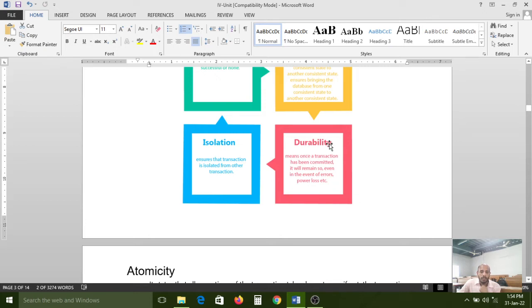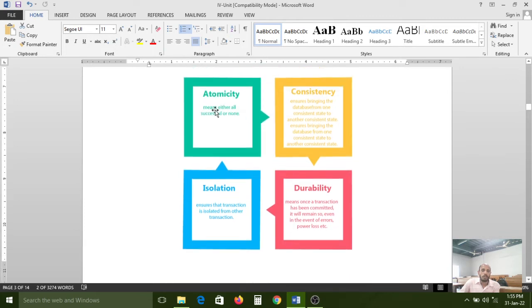The last one is durability. Durability means once a transaction has been committed, it will remain so even in the event of errors, power loss, etc. In that case also, the durability property will maintain the perfectness of the data.